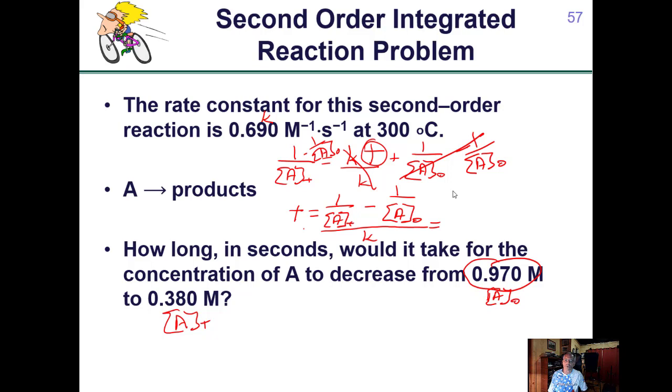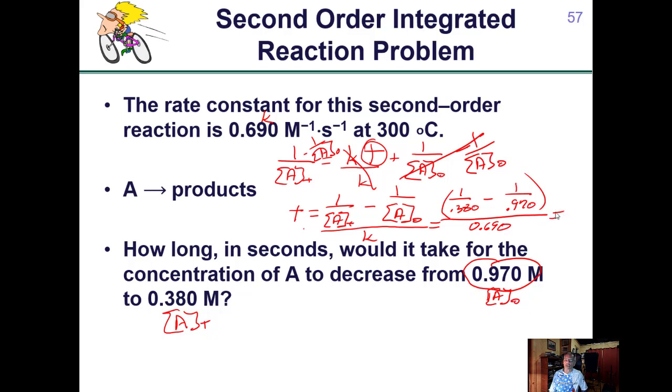So this is just going to be 1 over A at time t, which is 1 over 0.380, minus 1 over A naught, which is 0.970, and then I will divide by 0.690 per molar per second.